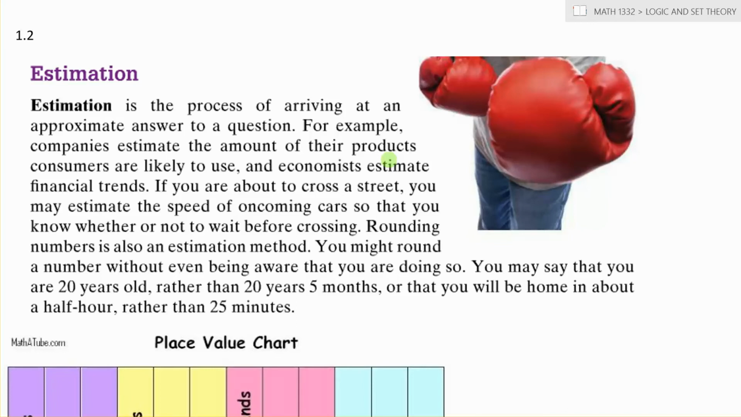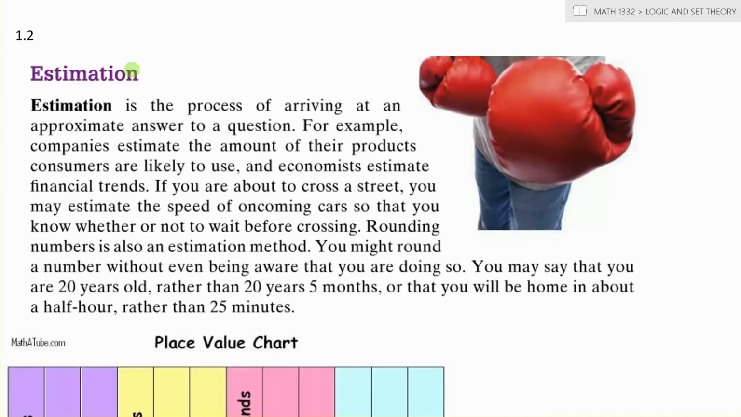It is about estimation. When you see text like this, I have lifted it from your textbook to our video. We're going to talk about estimation, which is the process of arriving at an approximate answer to a question. Companies estimate the amount of their products consumers are likely to use. Economists estimate financial trends. And if you're about to cross a street, you may estimate the speed of oncoming cars so that you know whether or not to wait before crossing.